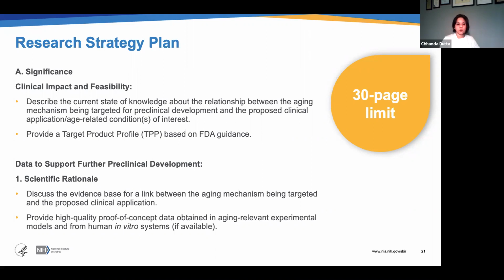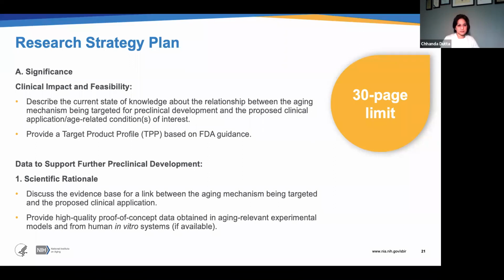As I mentioned before, you need to include a target product profile based on FDA guidance in your research strategy plan. And then describe under your scientific rationale what is the evidence for linking the aging mechanisms with your clinical application, and then provide proof of concept data to support this link. This can be from experimental models, and whenever possible, if you have that data, we would be very interested in seeing data from human in vitro systems.